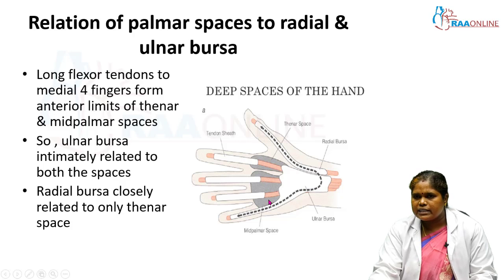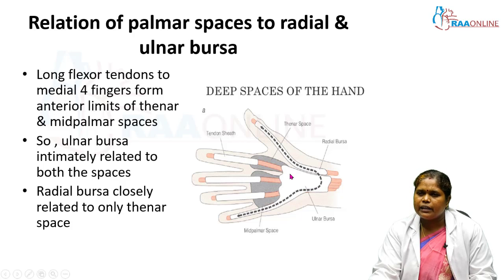So here we can see the long flexor tendons for the index, middle, ring and little finger. These are covered by the synovial sheath, and that is known as the ulnar bursa. Remember this is the ulnar bursa. It is related anteriorly to both the thenar space as well as the mid-palmar space.